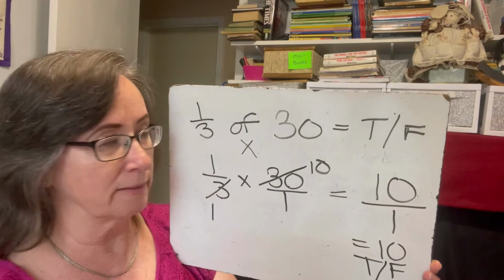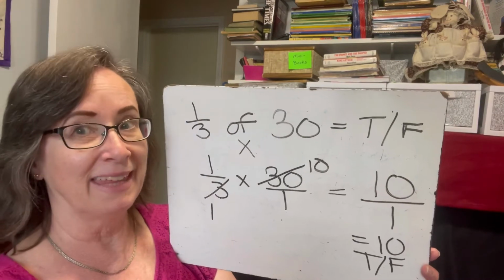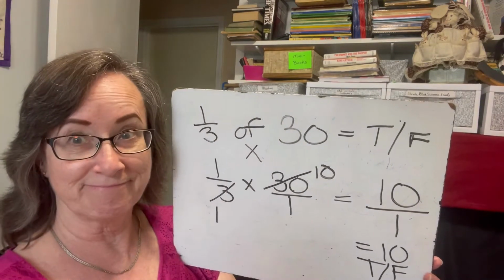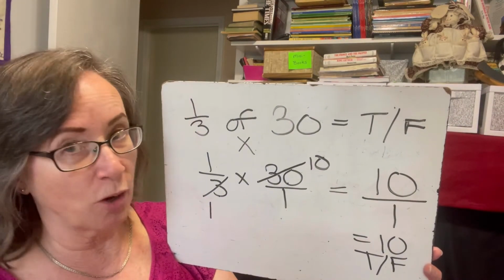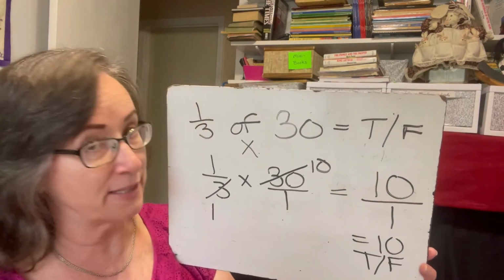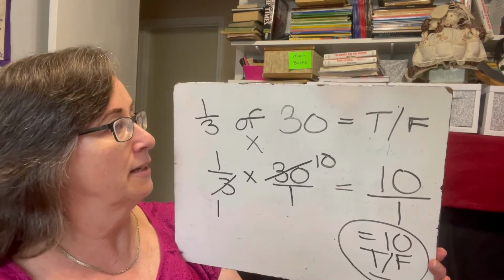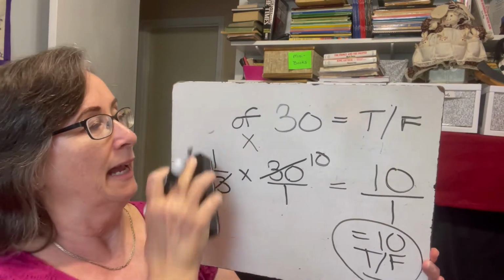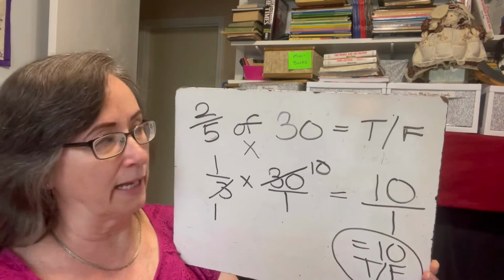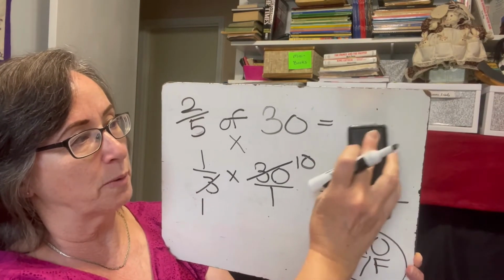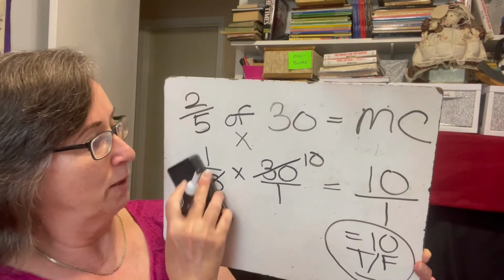Okay, that's one way to do it. Or we could have done it with 30 divided by 10 and then multiply that result by 1, and we would have gotten 10 again. Okay, so now what about the 2/5 that were multiple choice? So we know we have 10 true false. So now let's go back up here, and we're looking for 2/5 of 30 equals the number of multiple choice. Okay, and then we'll erase this whole line.